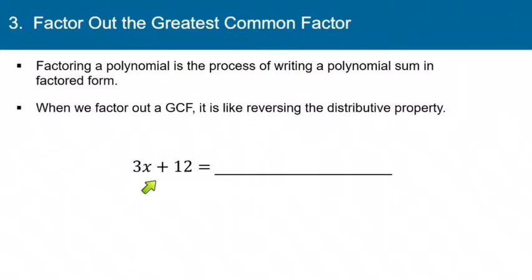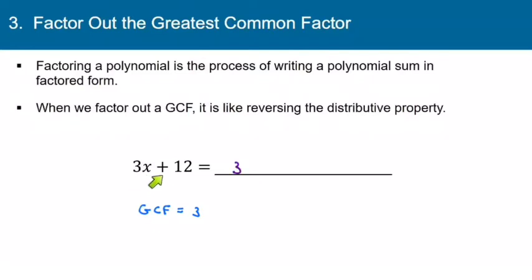So let's take a very short, simple polynomial like this one, 3x plus 12, and let's see if we can reverse the distributive property. So notice that each of these terms can be thought of as 3 times something. Here we have 3x, which is 3 times x, and here we have 12, which is 3 times 4. So we can say that our GCF is 3.